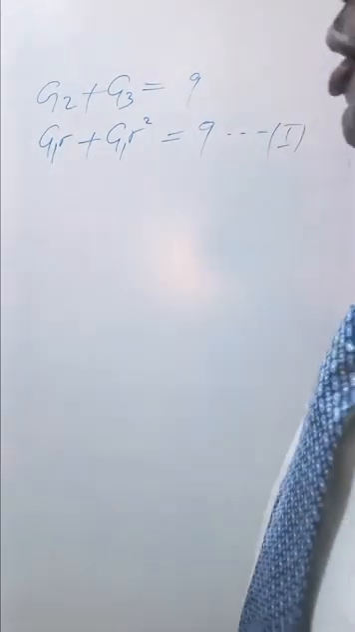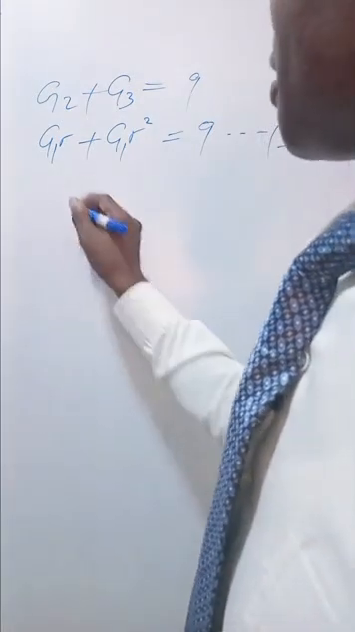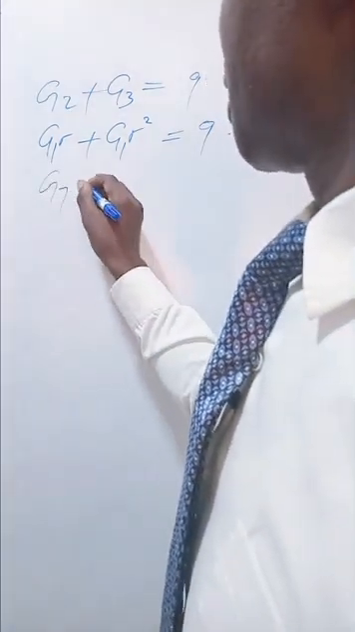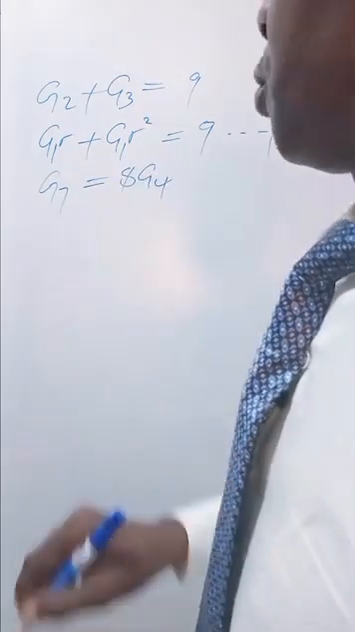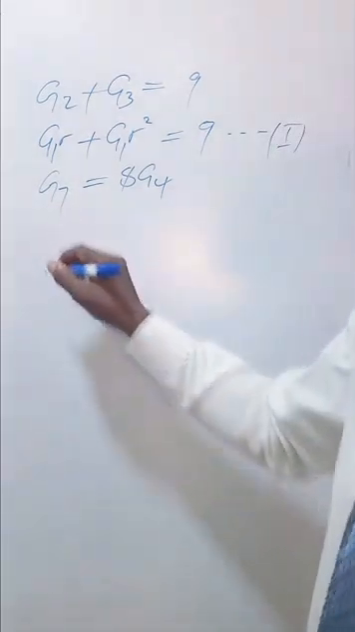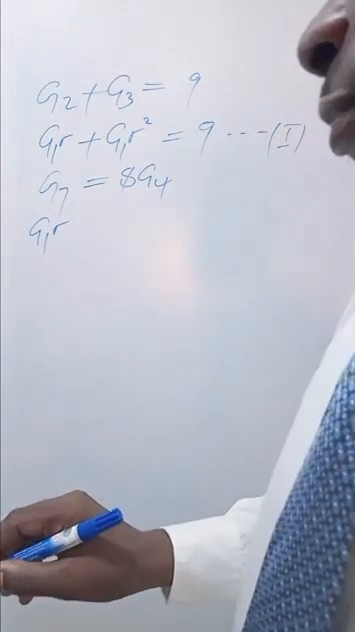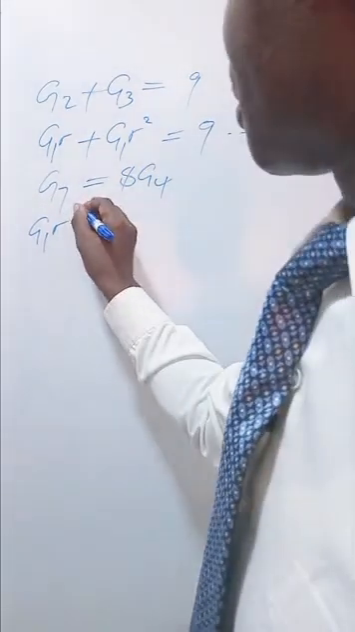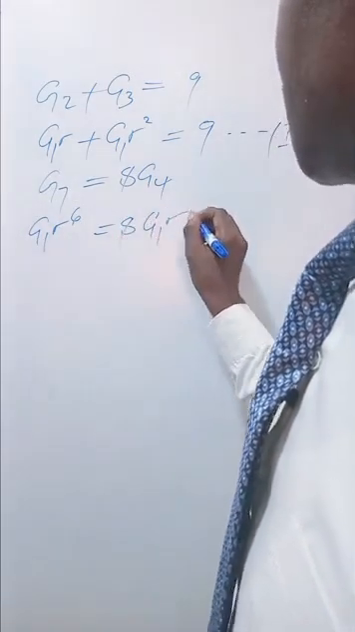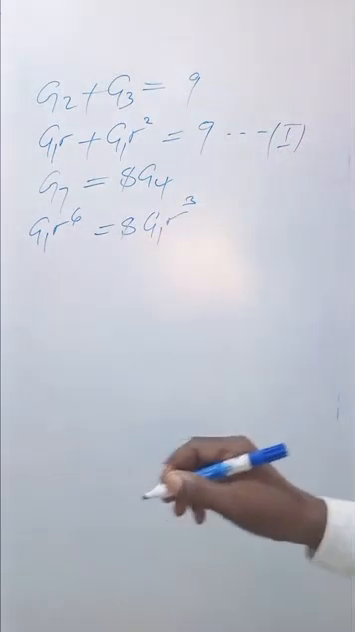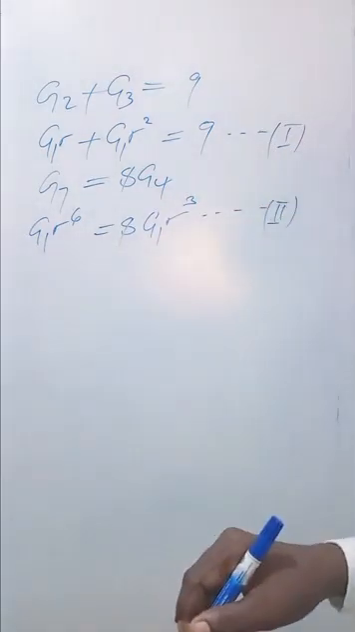And the second part says the seventh term, this is G7, equals 8 times the fourth, G4. Okay, so what is G7? G7 is G1 R raised to power 6, and G4 is G1 R raised to power 3. And let's call this one equation number 2.